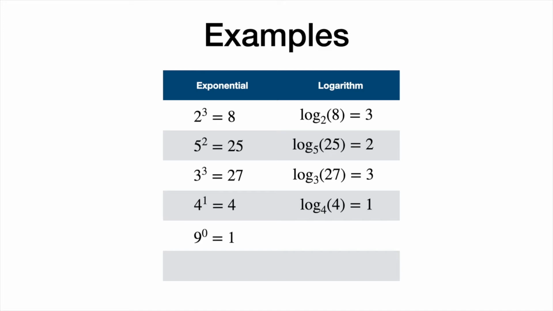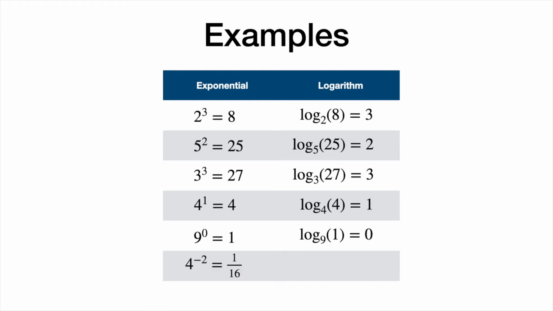9 raised to the 0 power is 1. That's one of our special rules, that anything raised to the 0 power is 1. So we could say log base 9 of 1 is 0. In other words, what power do we need to raise 9 to in order to get the value 1? And the answer is 0.